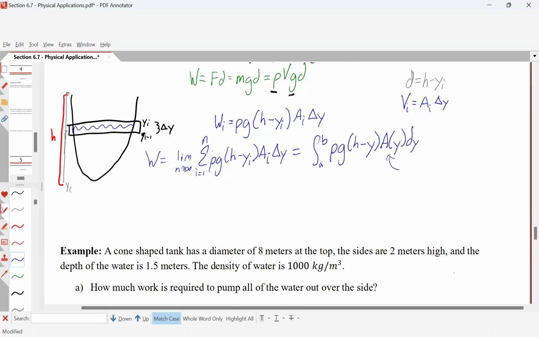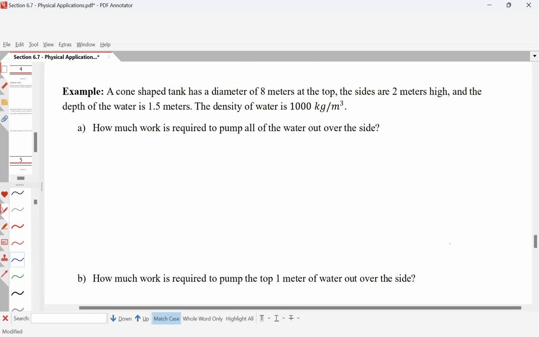So taking a look at an example, we have a cone-shaped tank that has a diameter of 8 meters at the top, and it is 2 meters high. Not drawn to scale, but there is our tank. It has a diameter of 8. It has a radius of 4. It is 2 meters high.